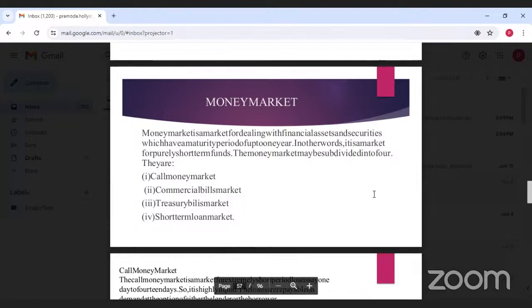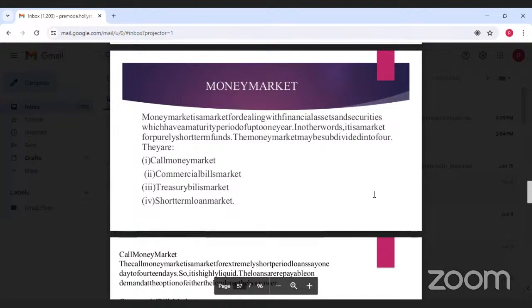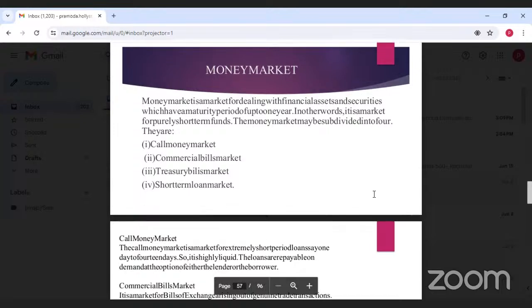As we have already learned the meaning of money market, it is a marketplace where financial securities, in the sense it can be a share, a bond, a debenture, currency, or any kind of financial commodity, which have a maturity period or life of less than 1 year, are purchased and sold on the floor of the money market. And this money market is subclassified into many categories.